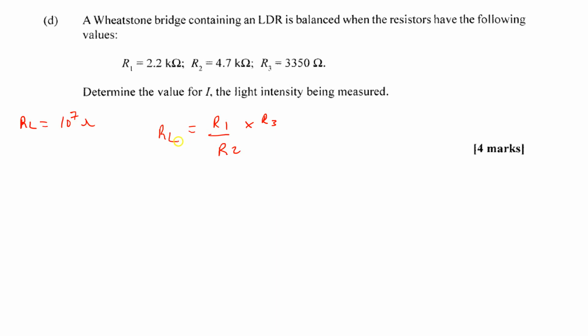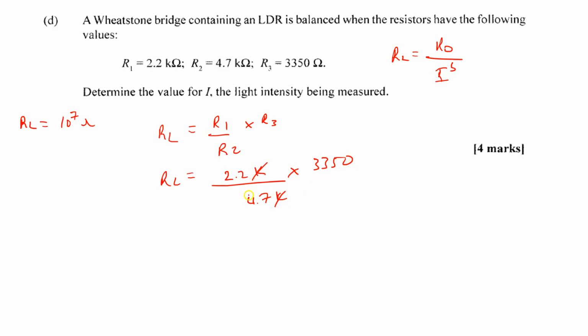But I think the equation that we derived is what we're going to use, right? Remember that equation that we derived a while ago that says RL is equal to R naught divided by IB. That is what we're going to use here to ascertain the value for I. So we'll go ahead and find RL using all that information. So R1 is 2.2 kilo divided by 4.7 kilo times 3,350 ohms, right?